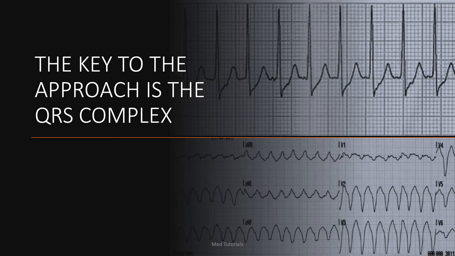But the key to approach, as I mentioned earlier and I'm mentioning again, is the QRS complex. A narrow complex tachycardia versus wide complex tachycardia. A wide complex tachycardia should alert you to ventricular tachycardia, whereas if it's a narrow complex tachycardia, you're almost assured that this tachycardia is originating from above the level of the ventricles.